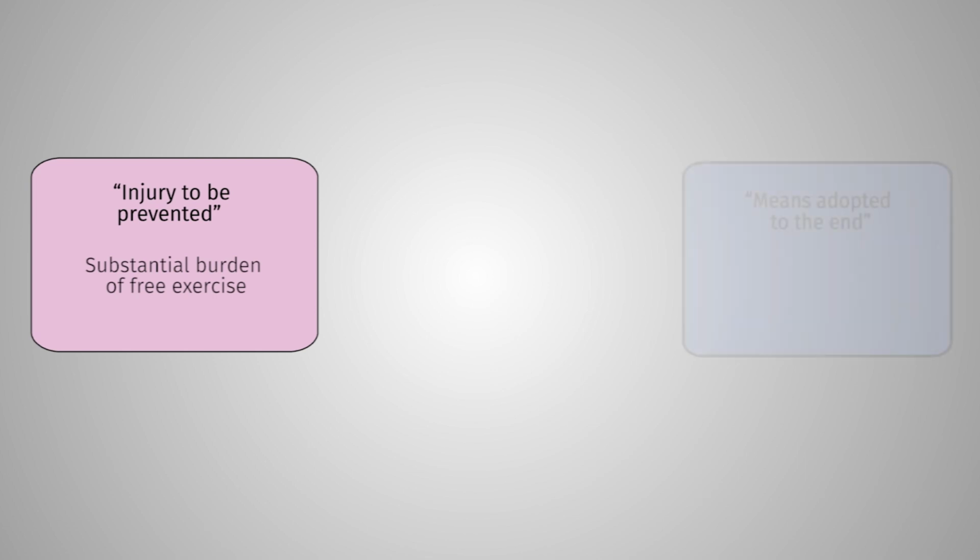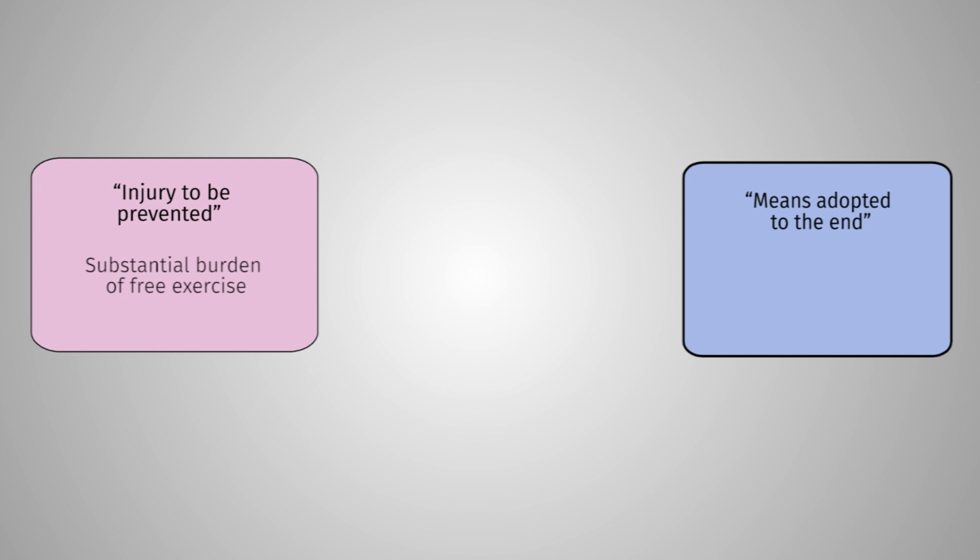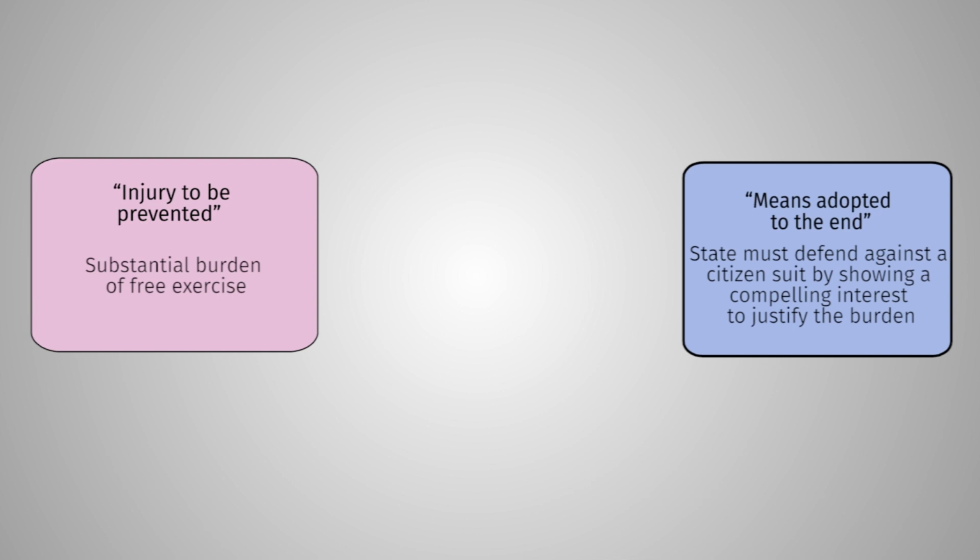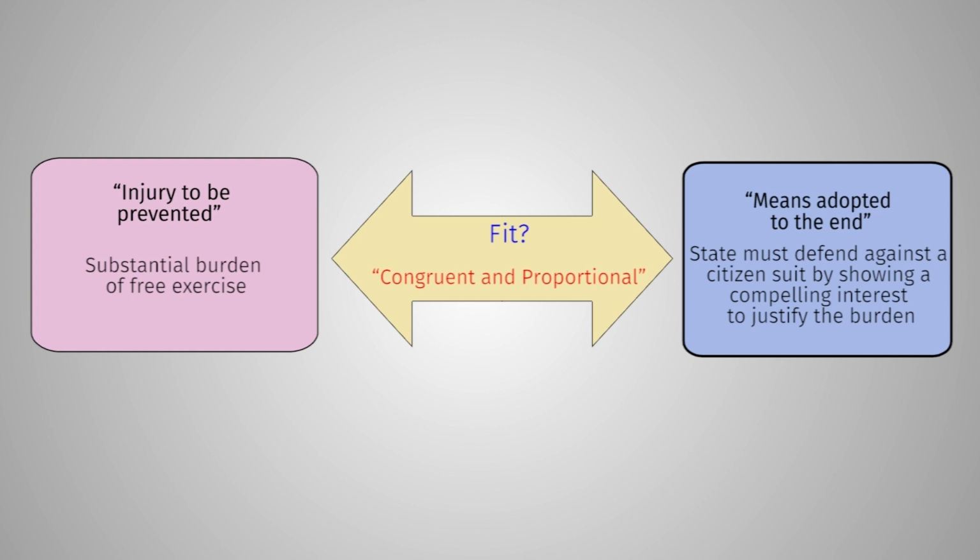Let's now apply this framework to RFRA. What is the injury Congress attempted to prevent? A state law that substantially burdens the free exercise of religion, which is protected by Section 1 of the 14th Amendment. What are the means Congress adopted to prevent such a violation of Section 1? When sued by a citizen, the state must show a compelling interest justifying the burden. Is the fit between the means and the ends congruent and proportional? The Supreme Court answers no.